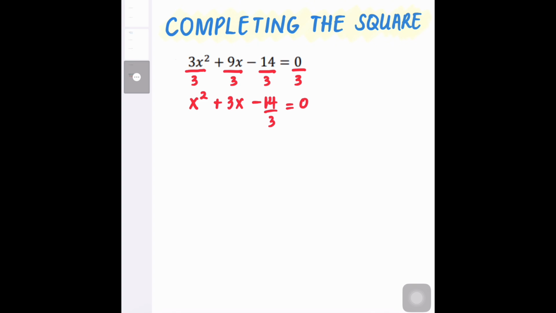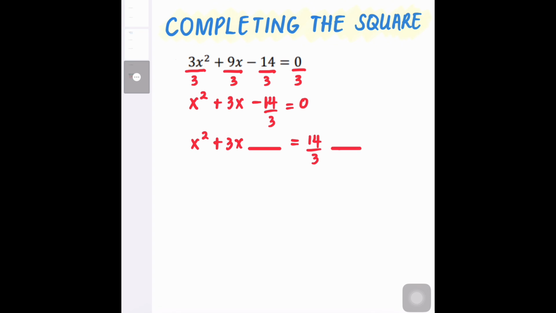The next thing we need to do is separate the constant term. So you have x squared plus 3x, then we draw a blank here, equals, then we separate the constant term from the x squared and 3x. So that's going to become 14 over 3. And we also draw a line here.